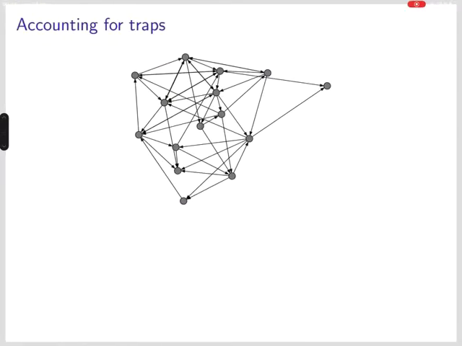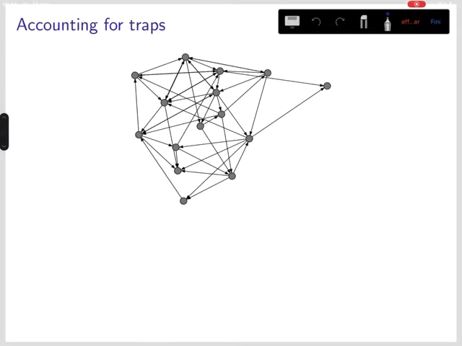Now, there's another issue with random walks, which is the presence of traps. Imagine you have another node here, which is connected to what was a sink before. So in this case, you don't have a sink, but if you walk in this graph, at some point you will be trapped in the set of two nodes. And so you will conclude that these are the most important nodes in the graph, which is probably not the case.